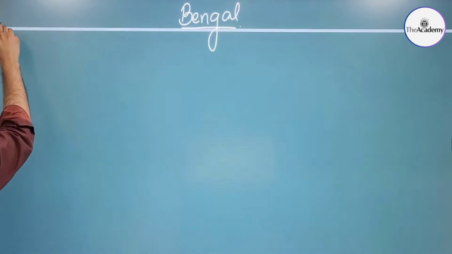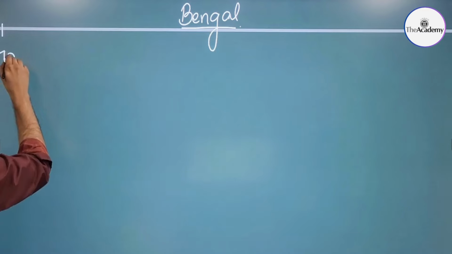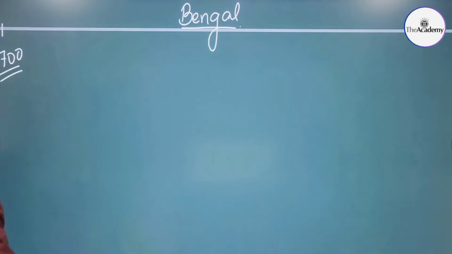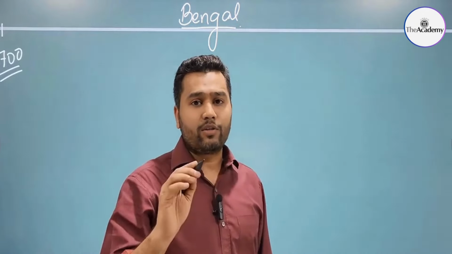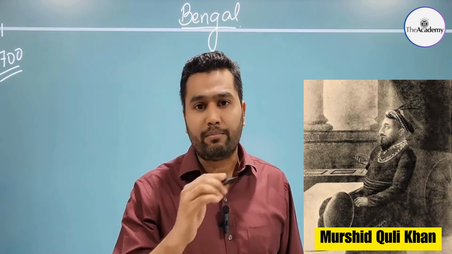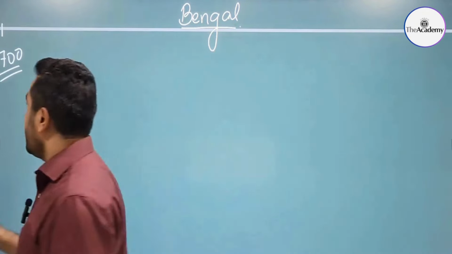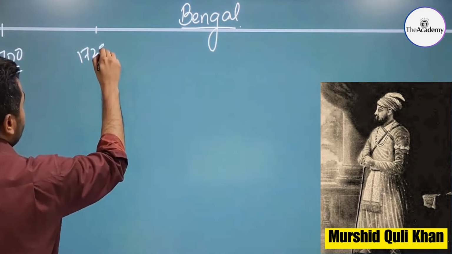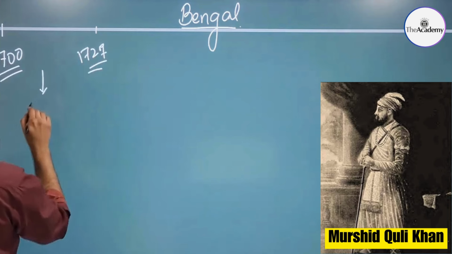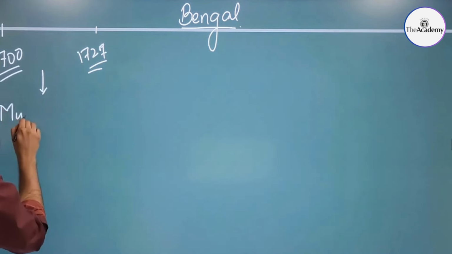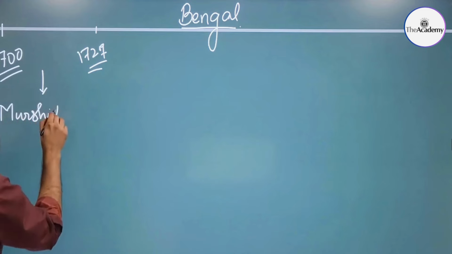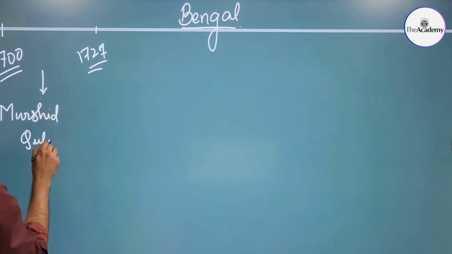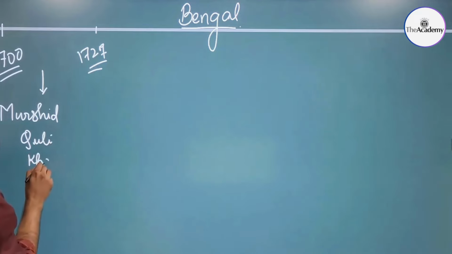Early modern Bengal and its history could be traced back to 1700, when Murshid Quli Khan was made the Diwan of Bengal by Aurangzeb. Murshid Quli Khan ruled from 1700 till 1727, and his time period is characterized by significant changes that would shape the destiny of Bengal.